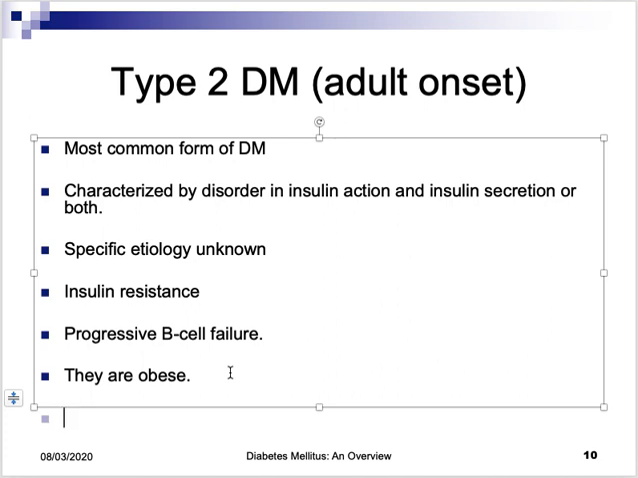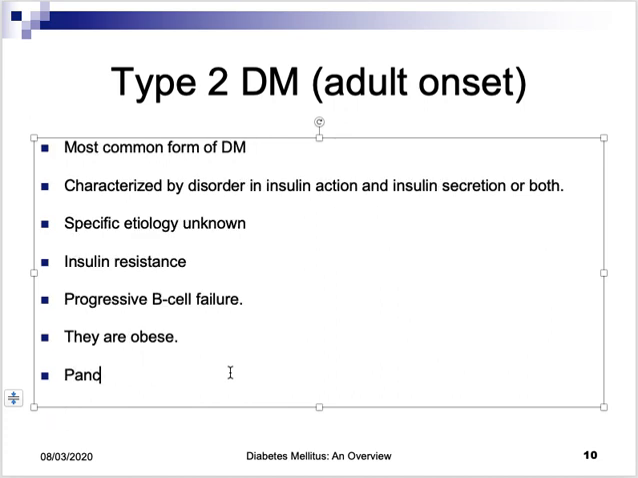There are certain conditions which put patients at risk for diabetes mellitus. For example, I'm talking about type 2 right now, that's why I opened the type 2 one. For example, pancreatitis, of course, inflammation of the pancreas. Of course, this is going to destroy the pancreas.